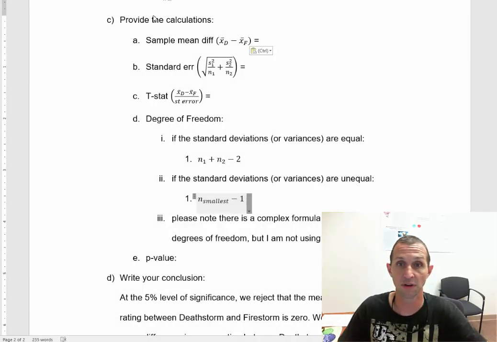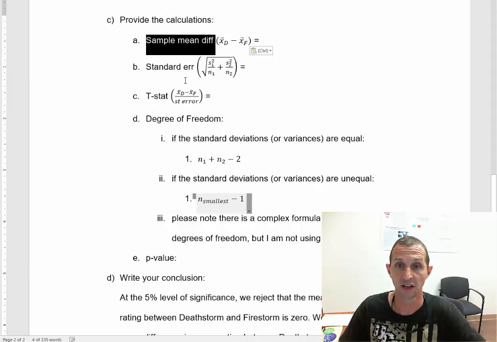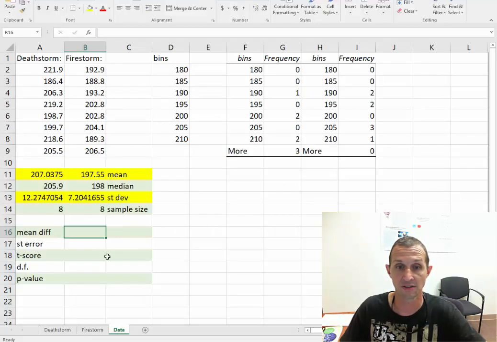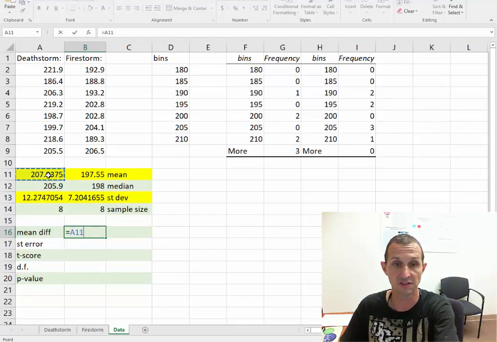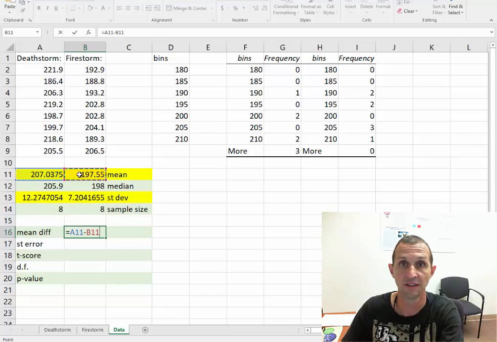All right, now we're ready to do the calculations. I need the sample mean difference for my t-stat. And also for my t-stat, I need my standard error. So I need the sample mean difference. I'm going to go to my Excel spreadsheet, and basically it is the sample mean of the first minus the sample mean of the second.